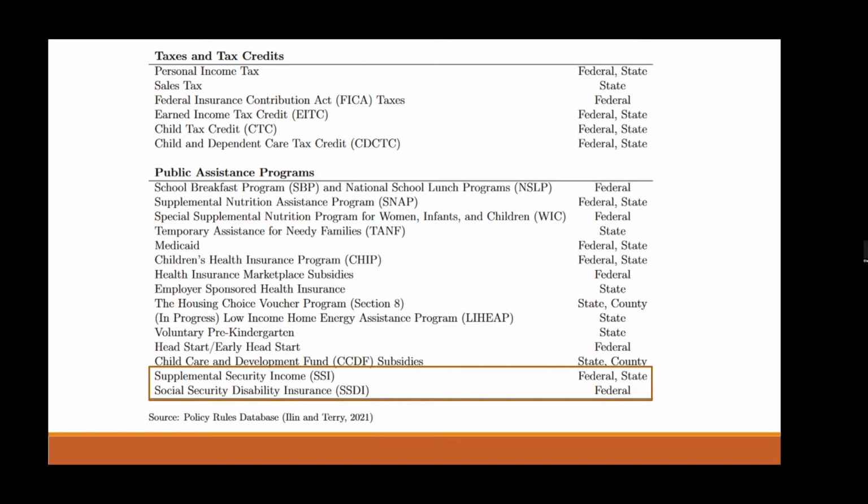Now I want to talk a little bit about the structure of the PRD in more detail. The PRD consists of three main parts. First, for each program listed in the previous table, the PRD provides an Excel file with program parameters that are necessary to estimate the family's eligibility for the program and also the dollar value of the benefit. So we have this Excel file with all the parameters.